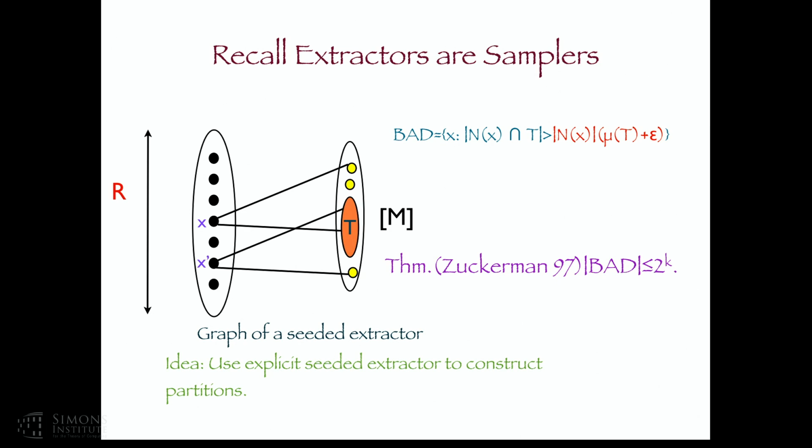And we call an input x bad with respect to a set T, a statistical test T, if the neighbors overhit this set T. And it was shown by Zuckerman that the number of such x's is bounded by 2^k, where k is the entropy for which the extractor works. So it somehow is related to the first property, where we do not want too many things to have large intersection with a small set. But it's far from trivial to see how this can be used to get partitions.